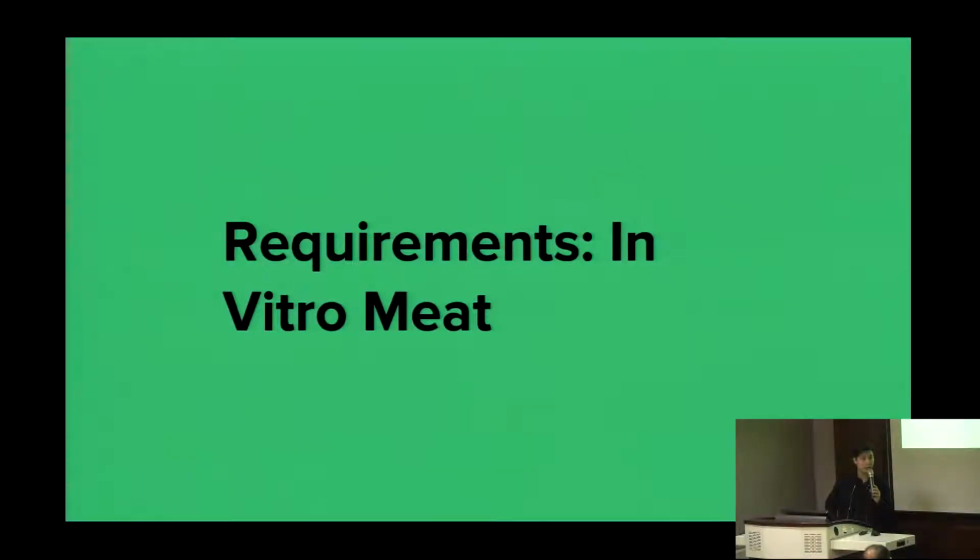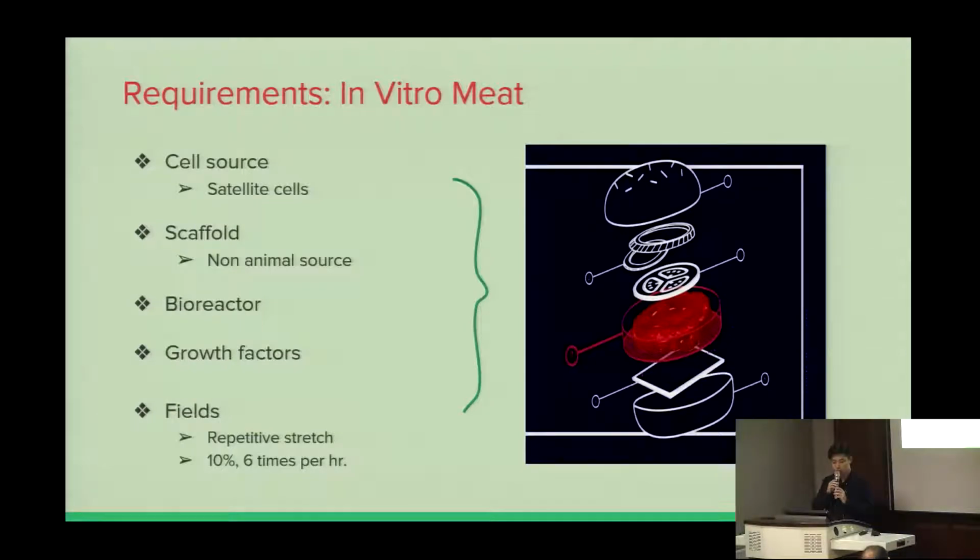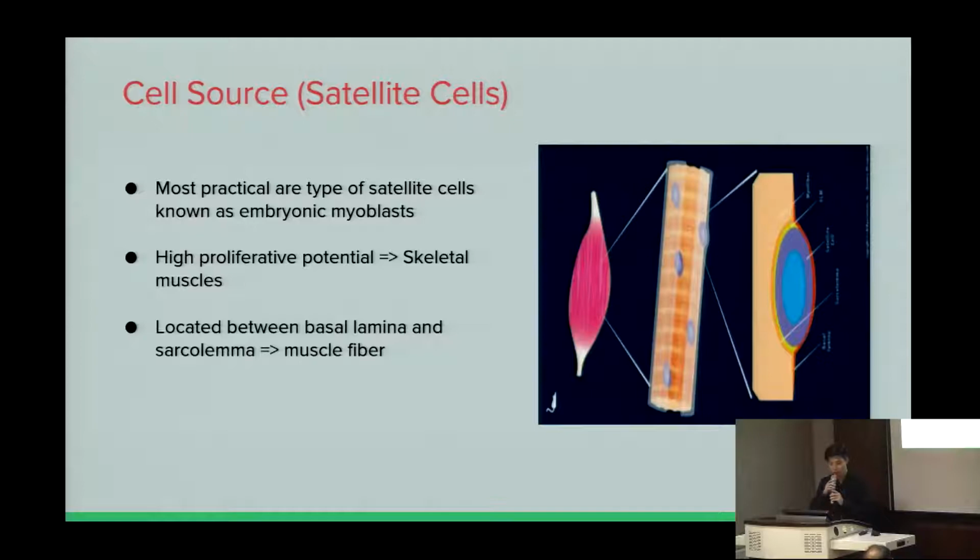Requirements in the process of in vitro meat. There are a few processes that go into its production, and it's kind of like a hamburger, where there's a step-by-step process. Okay. The first one is cell source. This is where they harvest the tissues from the actual animal.